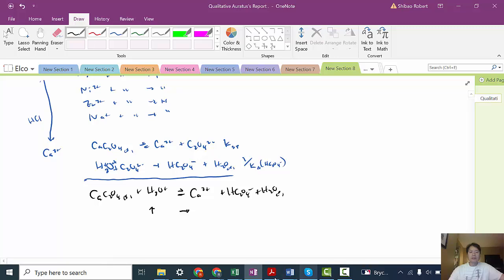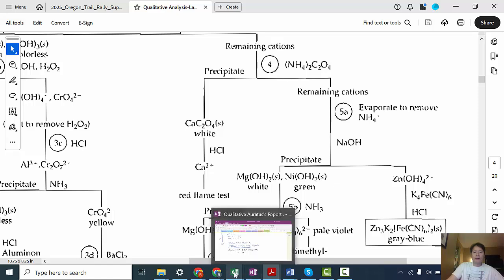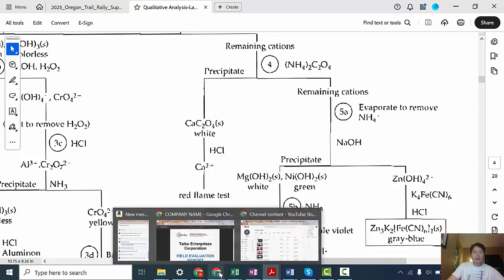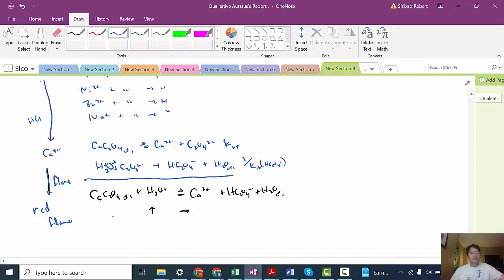Okay, so once we dissolve the calcium oxalate, the next step in this procedure is the flame test. Calcium should impart a red brick color to the flame. So let's go ahead and write that here. Put this solution in the flame, and then we get a red flame. The red flame doesn't last very long. It burns out quite rapidly. And so in the flame, what are we doing here?